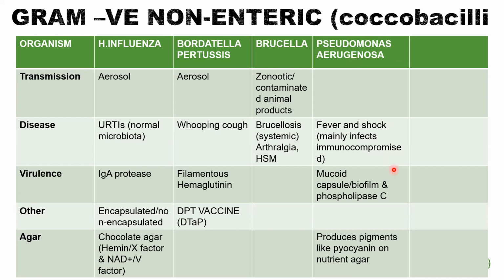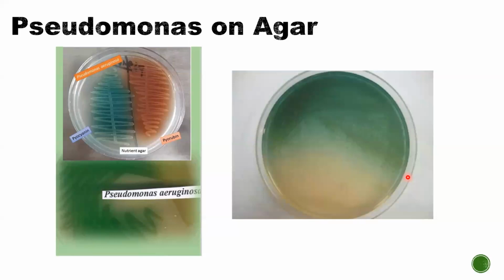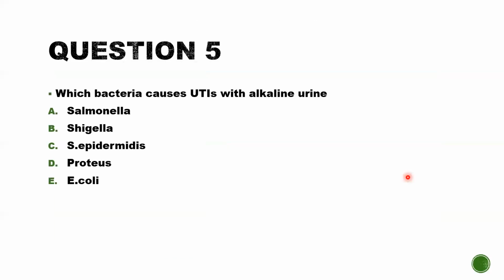Okay, so these are some virulence factors. It does have a capsule, and it has a mucoid capsule. So it's like a sticky capsule. So just for your knowledge. Okay, let's review the gram-negative now.